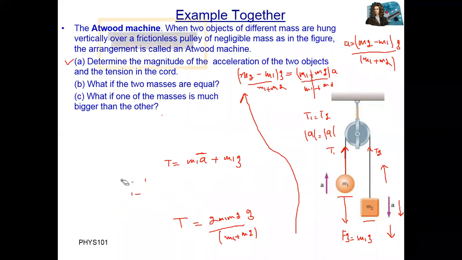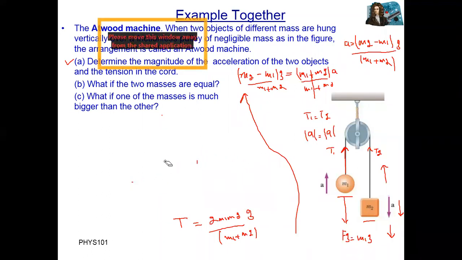So in this case, you can find tension and acceleration. Now, this was part number one: determine the magnitude of acceleration and tension in the cord. Now, what is in the second one? In the second one, what if two masses are equal? When two masses are equal, what will be the acceleration and what will be the tension in the string?